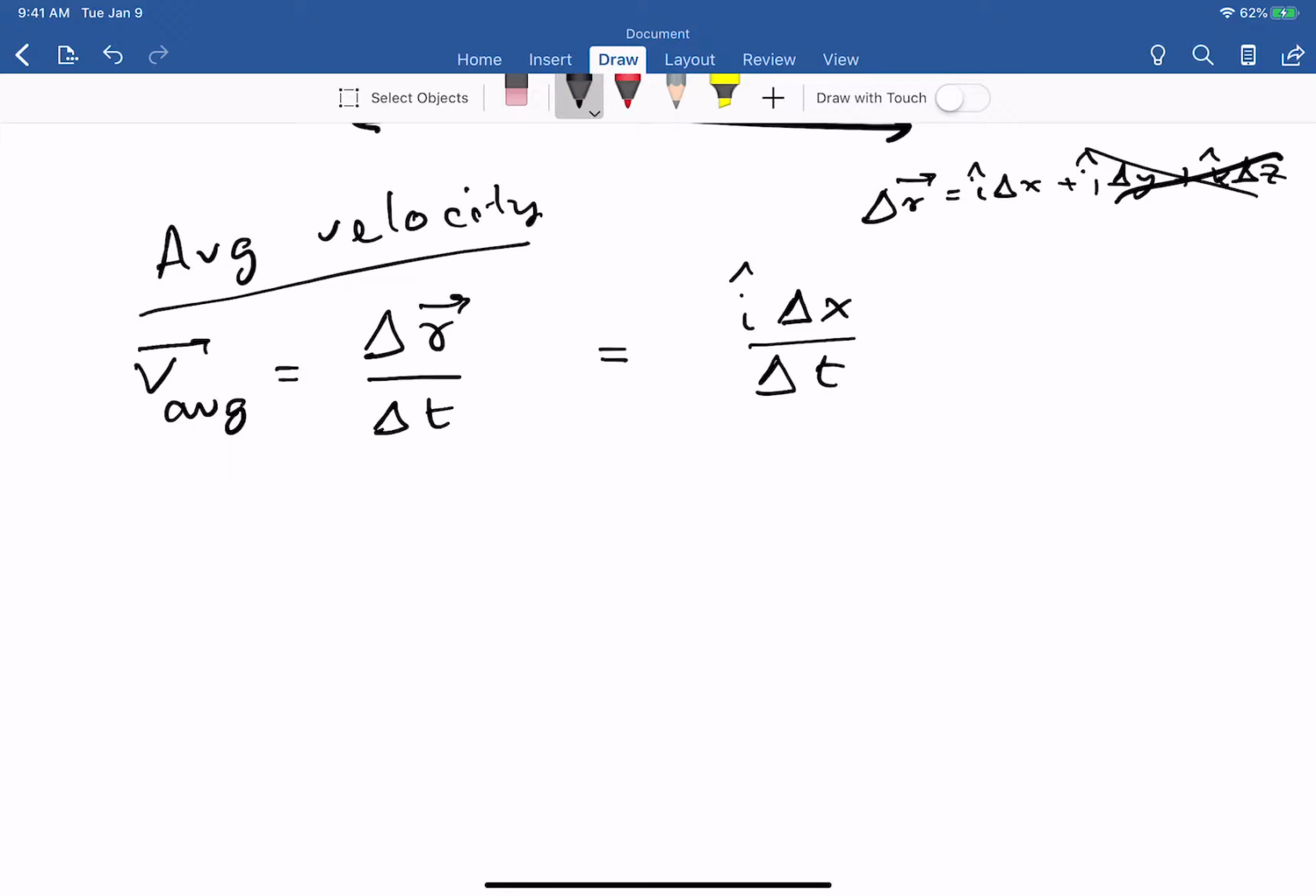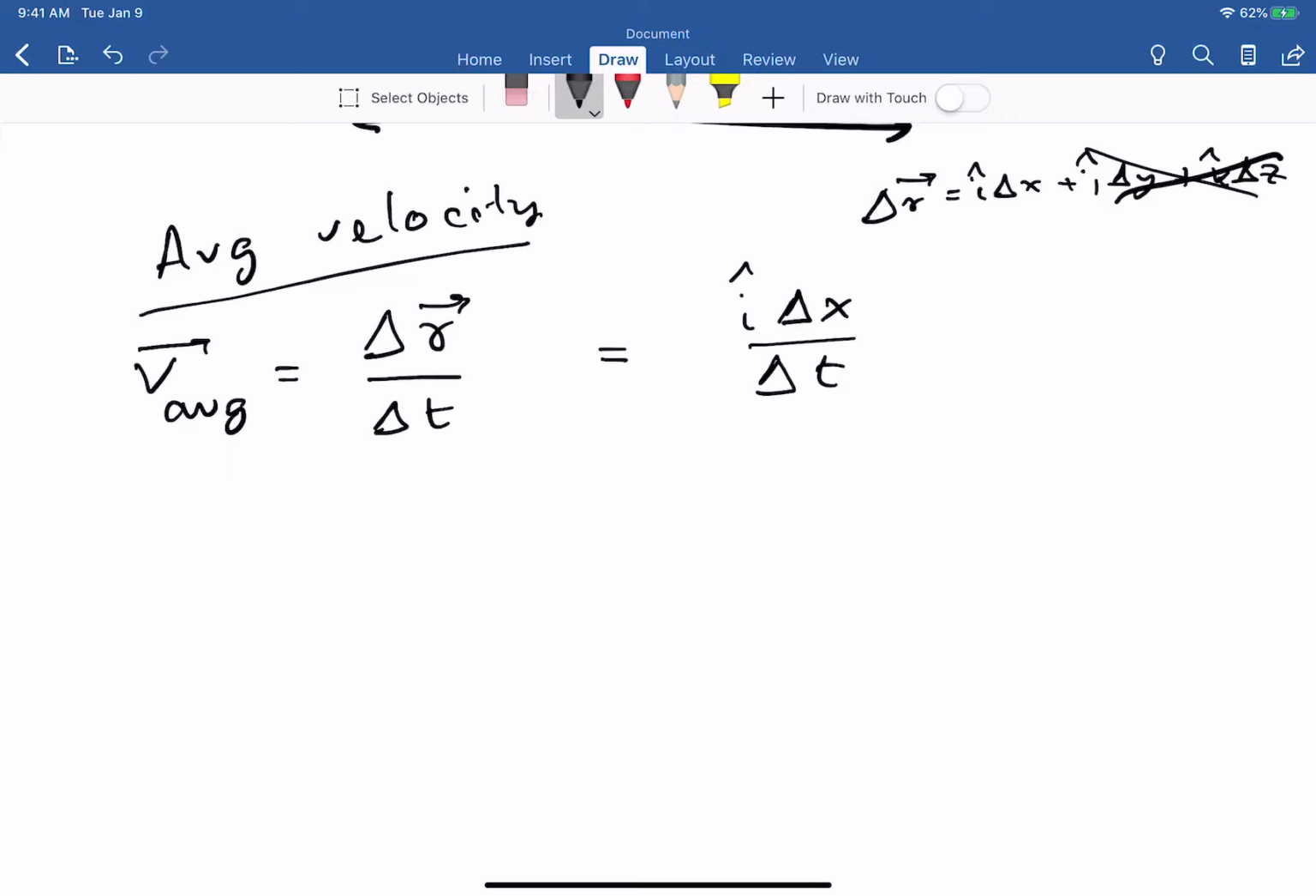Okay, so that is your average velocity. And in one dimension, it's not super essential to keep these i hats and j hats, just because it's very easy to keep track of direction. You know that a positive quantity will indicate the positive x direction, a negative quantity would be along the negative x direction. And so it's fine to just work with the magnitudes in one dimension.